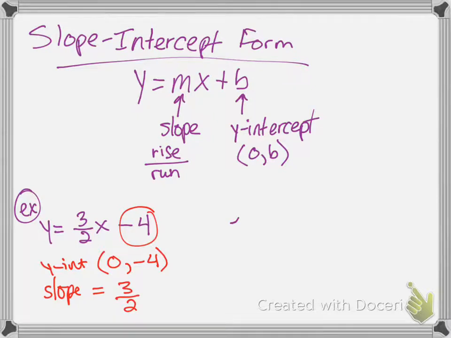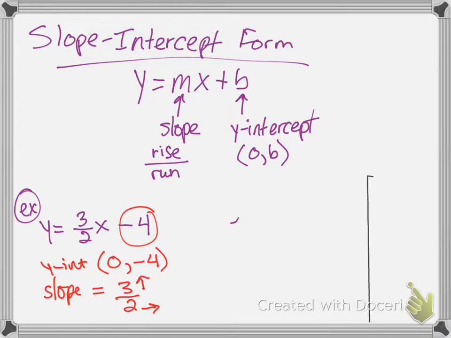Now, if we were to graph this, we would start by graphing this point. Then we would move to the slope. So the top number tells us if we're moving up or down. The bottom number tells us if we're moving left or right. So just remember those signs. Because that top number is positive, we're moving up. Because the bottom number is positive, we're moving to the right.